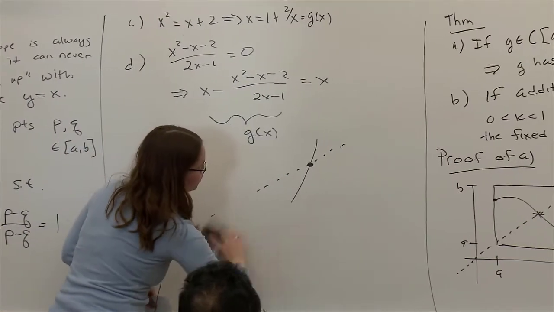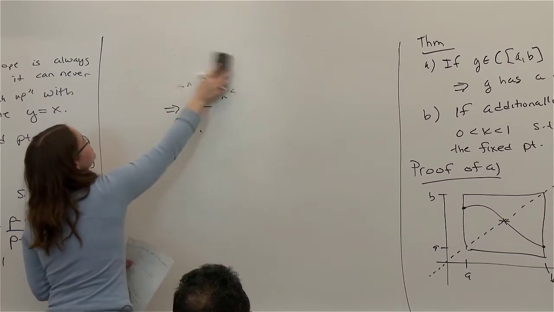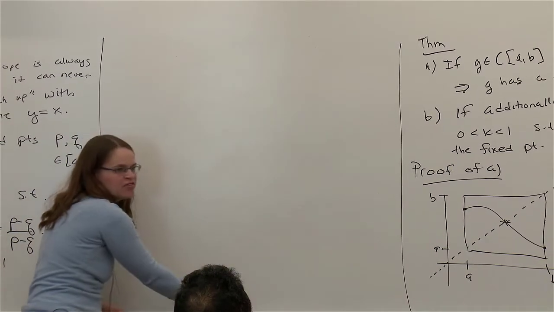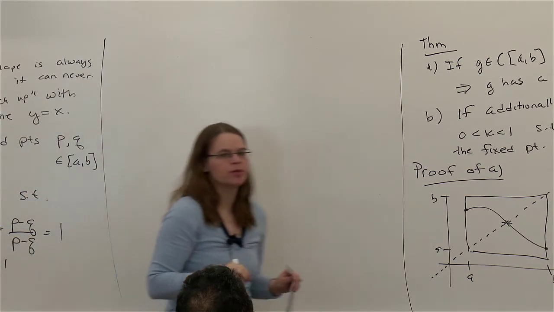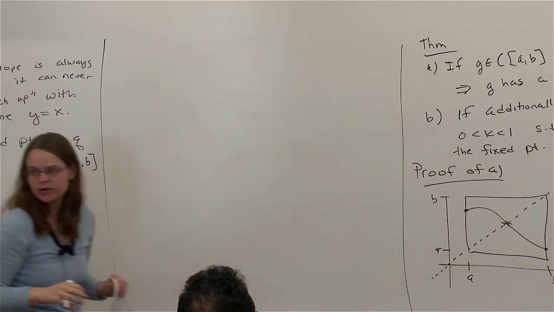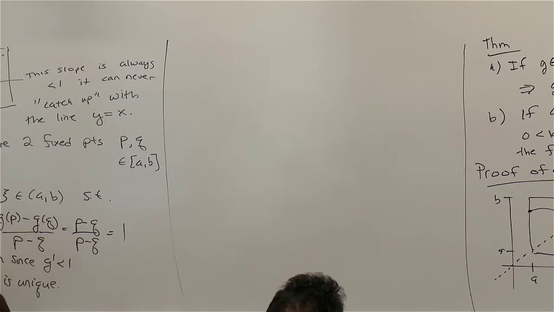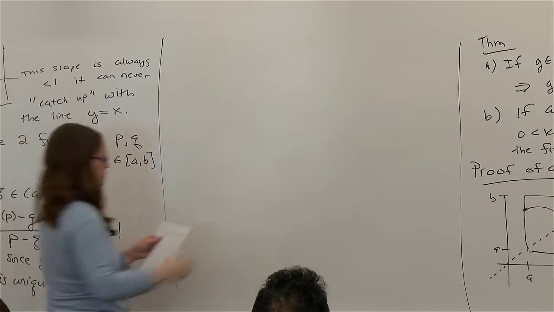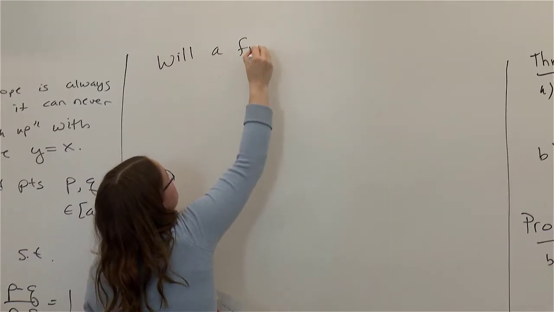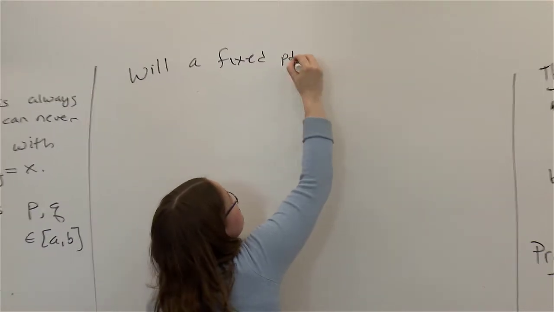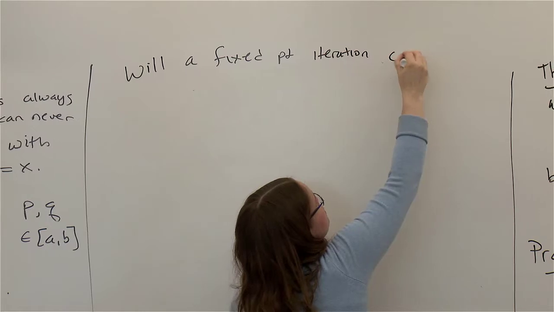Okay, so we've figured out how to decide if a fixed point problem looks well posed, but can we solve the problem? So again, I'm going to start with a couple of picture examples of what a fixed point iteration does, and we're going to try to figure out from the pictures what are reasonable assumptions to make. So will a fixed point iteration converge?